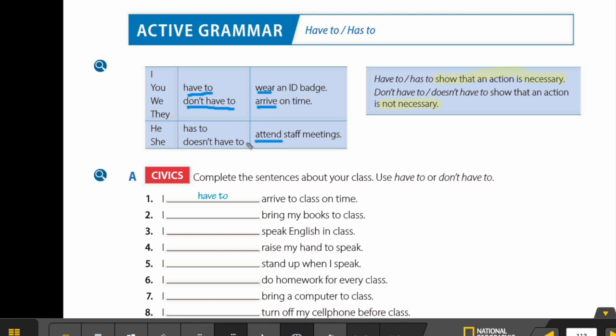It doesn't change. You see, he, she, it, the verb doesn't change. You're using doesn't. And then base form here to attend staff meetings. If it is third person singular, of course, you always use has. But this time you have to or you has to or she has to.